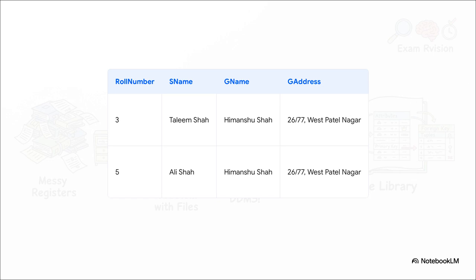Okay, have a look at this. Here's a simple file with student details. Now check out roll number 3, Talim Shah, and roll number 5, Ali Shah. They're brothers, right? So their guardian's name and address are exactly the same. But look, we've typed the exact same information 2 times. That's just a waste of space and effort.